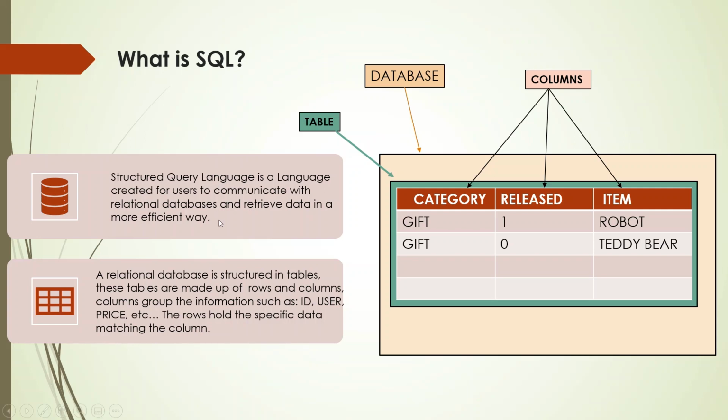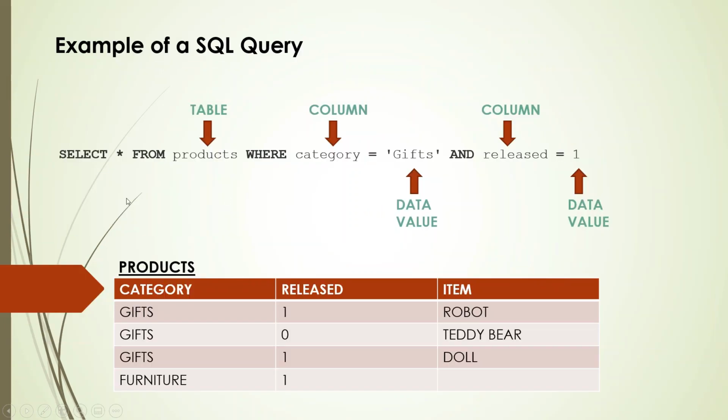As we can see in the diagram, there is a database and there is a table with 3 columns: category, released, and items. If we want to retrieve data from one of the rows, what is happening behind the scenes is that a query is being sent to the database. Here we can see an example of a query.